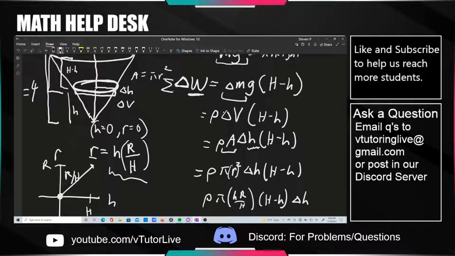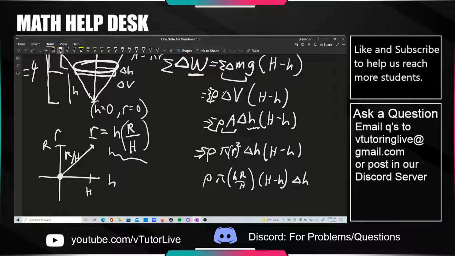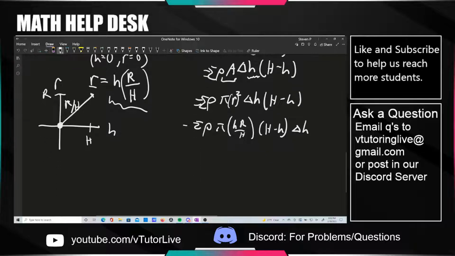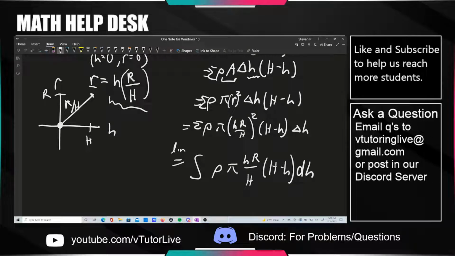So now let's just add them all up, right? We just put a sort of sigma in front of each of these symbols to indicate that we're summing up across all the little heights. And then we're just taking the limit, right? We're taking the limit and letting this become, sorry, I missed a square here. H minus h times dh, right? That's just what this problem is.